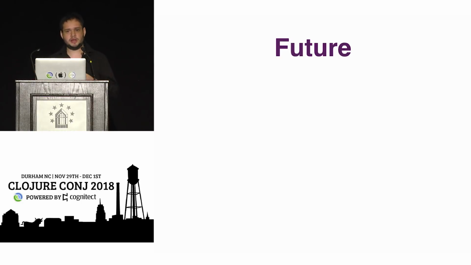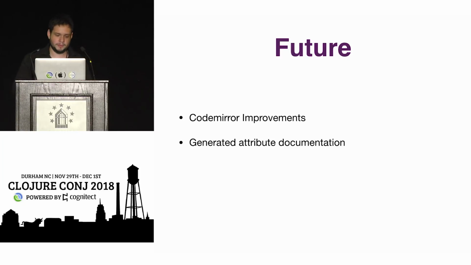I'd like to talk to you guys about some future stuff. This is a lot of effort, and very few people are working on this. But there are things we want better. Want to improve the CodeMirror. Right now, it doesn't support completions for mutations or parameters. So those are going to be improved.